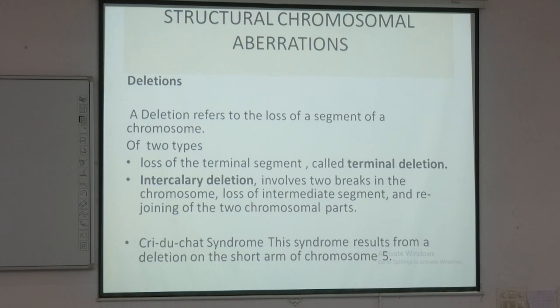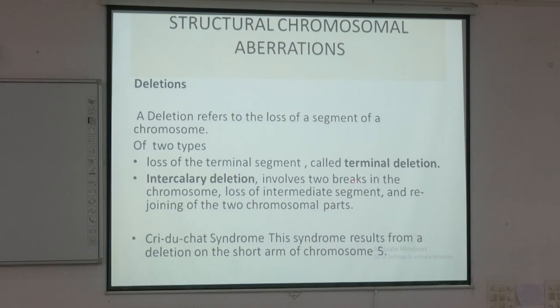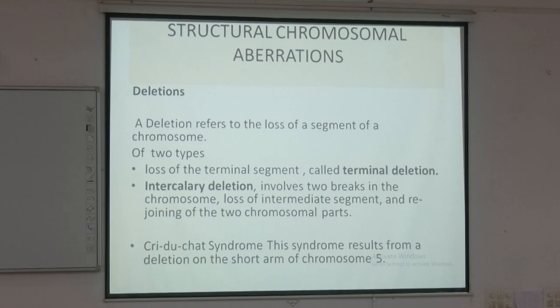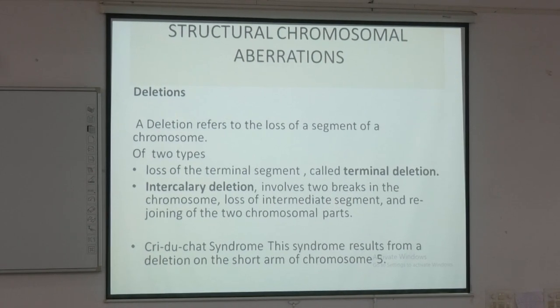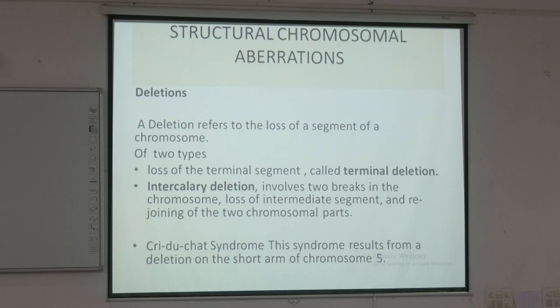Or it may be deleted in the middle of the chromosome, where it breaks and the piece is deleted. If it happens in the middle of the chromosome, we call them intercalary deletions. So, it breaks at two points, with loss of the intermediate segment. The two ends are broken, the middle fragment is lost or deleted, and the ends are joined with the rest, so the chromosome looks shorter. The intercalary deletion is not very common, rather the terminal deletion is more common.